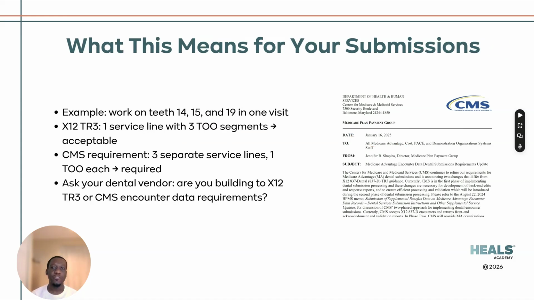So what does this mean for your submission? Example, if a dentist works on teeth 13, 14, 19 in one visit. Between the dentist and your health plan in processing, you may do the regular 837 things, but between the health plan and CMS, that needs to be transformed into CMS's requirements. With the X12 TR3, one service line with multiple TOO segments is acceptable. So this may be between your dentist and the health plan, depending on the requirements you both have among yourselves.